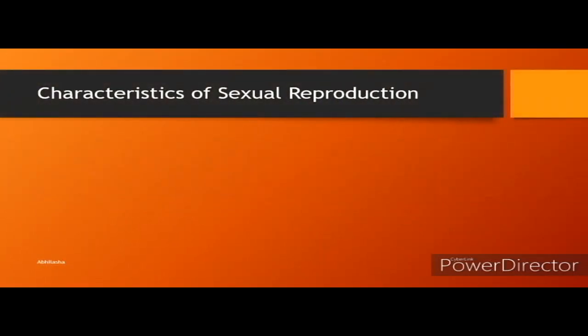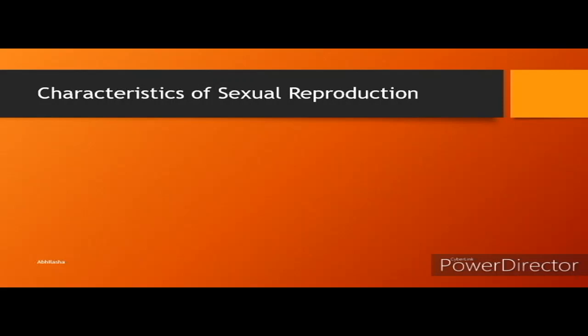With the definition of sexual reproduction. Sexual reproduction is defined as formation of new organisms by the process of fusion of gametes. Can you repeat this definition? Pause the video and try to repeat, or you can revisit the definition. Now, on the basis of this definition, we'll deduce a few characteristics of sexual reproduction.